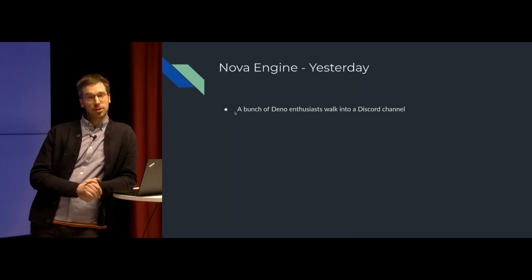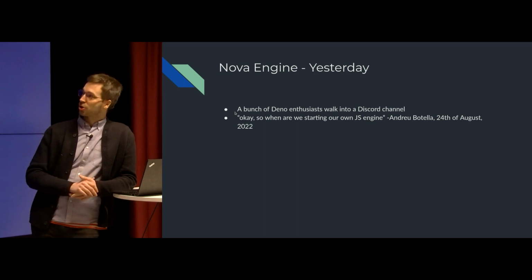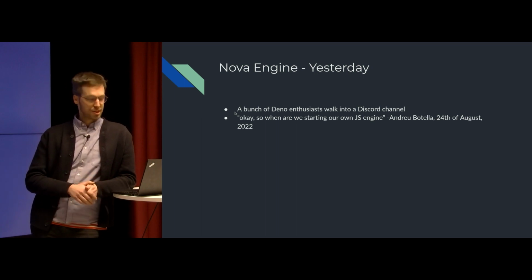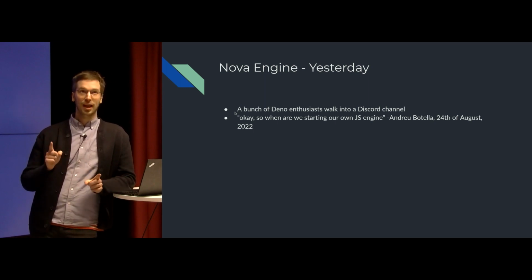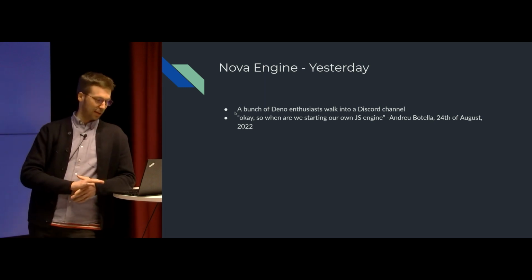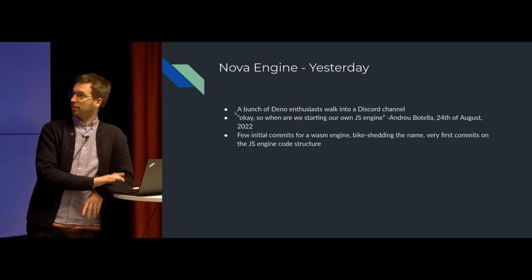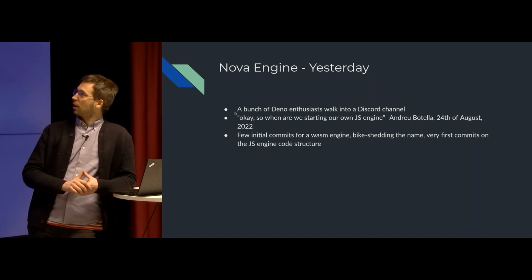So what on earth is Nova? It all starts with a joke. So a bunch of Deno enthusiasts walk into a Discord channel one night, and we're going to skip right to the punchline. So when are we starting our own JS engine? Now I need to pronounce this correctly. Andrew, no, that was wrong. Anyway, Andrew asked, and we started our own JS engine then. So this was nearly, what?